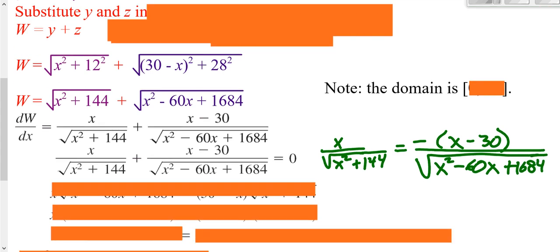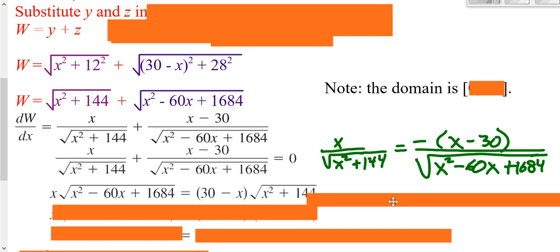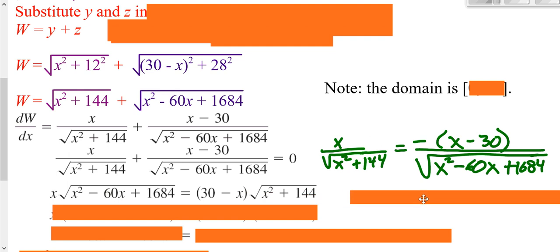So if you go ahead and basically cross multiply, because it's a fraction equaling a fraction, we get this. And you might be wondering, where's the 30 minus x come from? If you take this negative and distribute it into the parentheses, you get a negative x and a plus 30, so that's why you get this. So now we could go ahead and square both sides. So we could square this, and we could square this.